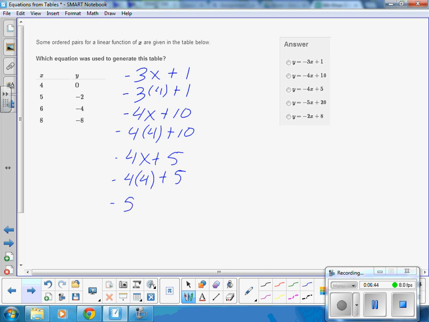A negative 5 times 4 plus 20. That's a negative 20 plus 20 gives me 0. I want to make sure it holds true for my next value as well. Okay, and notice on this one, it does not.